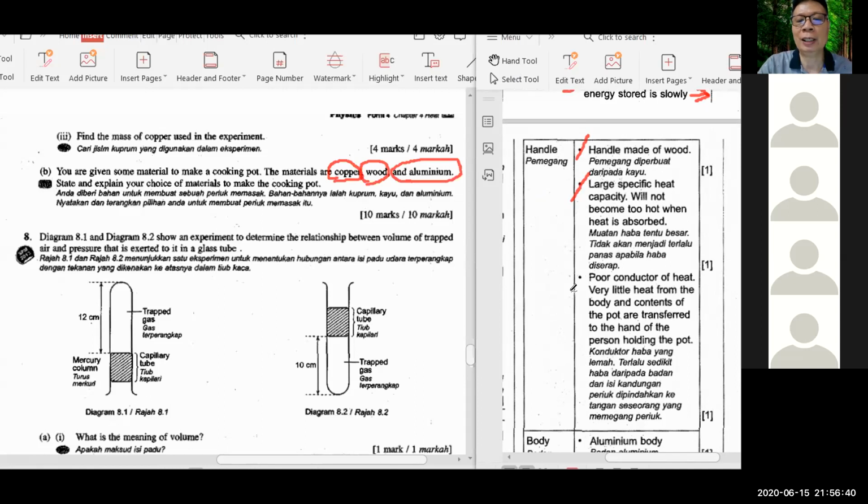And finally, you say wood is a poor conductor of heat. So very little heat from the body and the contents of the pot is transferred to the hand of the person. So it is very safe. When you use it, your hand won't get injured or burned, correct? Just now 3, here another 3, so already 6 marks. The last part is the body, made of aluminum. So what are you going to say?